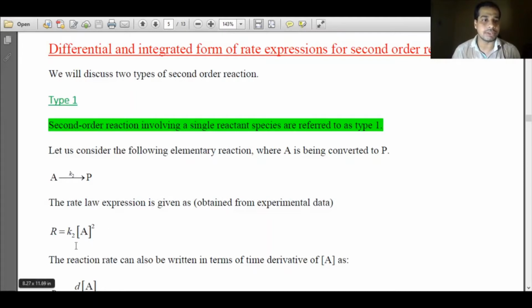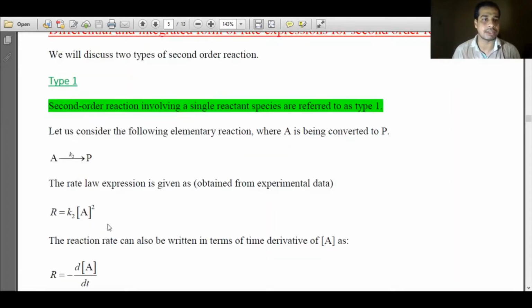So the rate law expression for this particular reaction, A going to product P through the rate constant K2, where K2 is the rate constant for this second order reaction, I can write as R is equal to K2 A raised to the power 2. So this is second order with respect to reactant A.